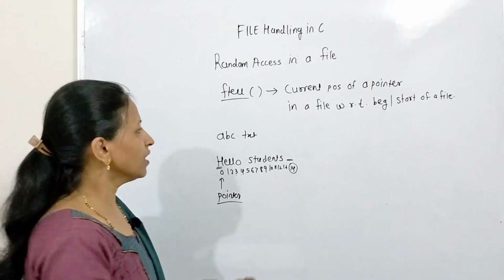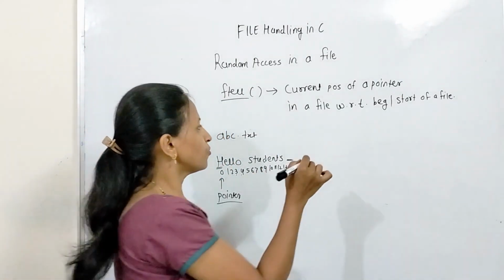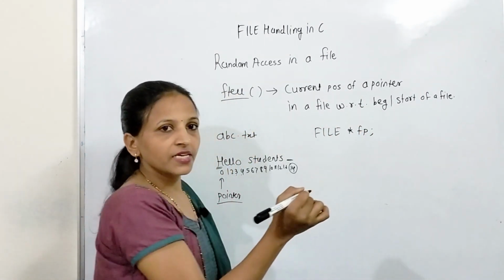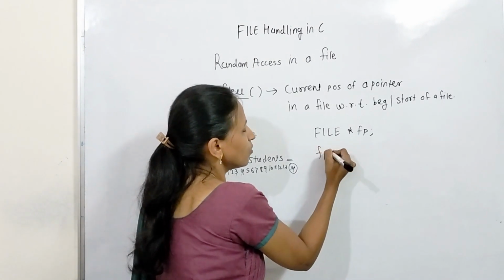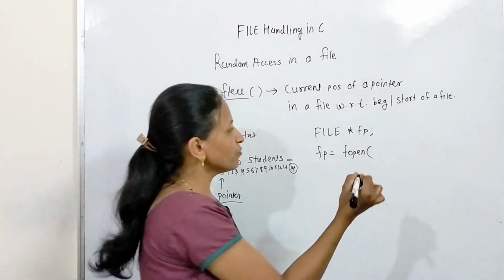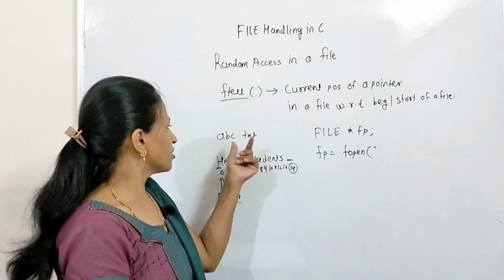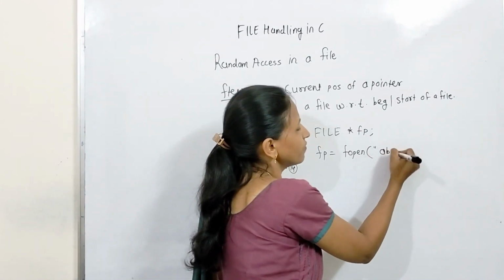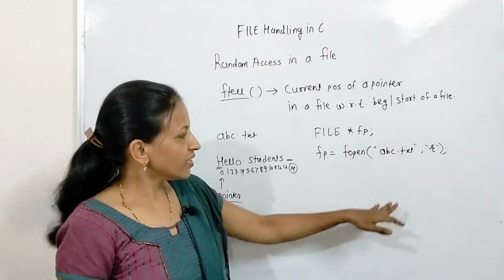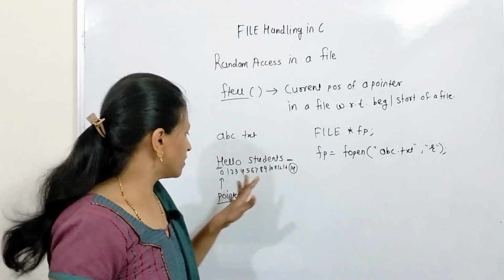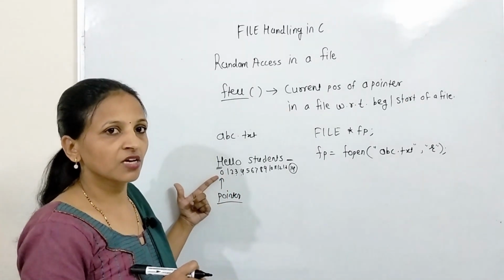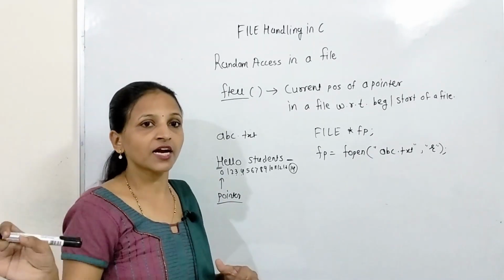Now let us see one example. Let us say we have to open that file in read mode, so we declare one file pointer, FILE star fp. Then fp equals fopen, and the file name as the first argument to this fopen function, let us say abc.txt, and we open that file in read mode initially. Whenever we open a file in read mode, initially the file pointer, that position indicator, will be at the 0th position. From this point you can start reading.